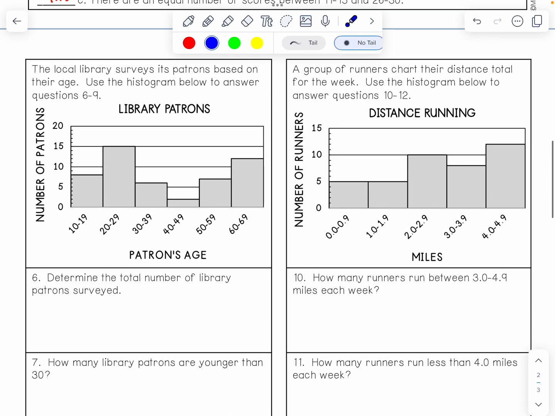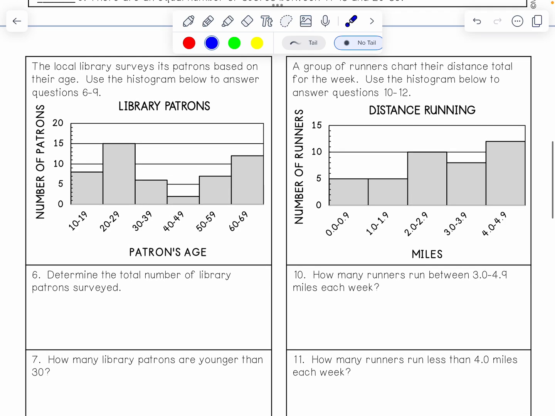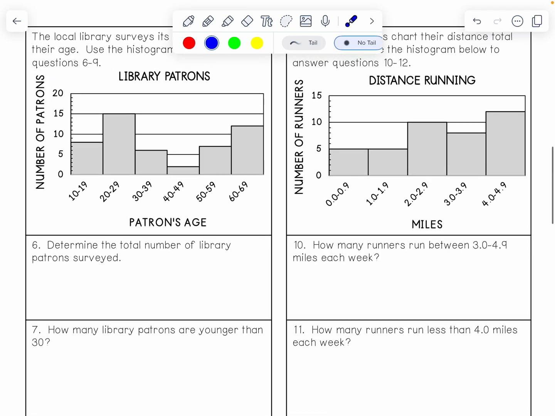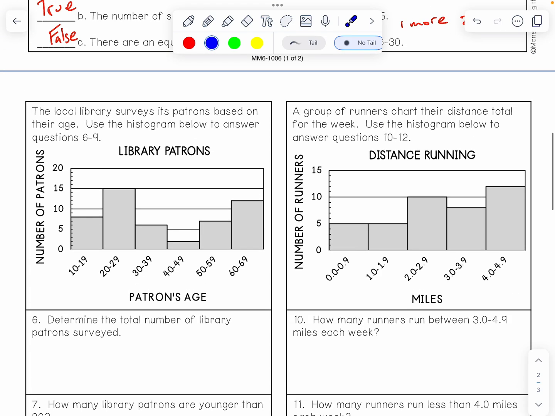Let's go to the next page. So we've got these 2 histograms here. The local library surveys its patrons based on their age. Use the histogram below to answer questions 6 through 9. So the number of patrons is the number of people who go to the library, and the person's age. It looks like 1, 2, 3, 4, 5, 6, 7, 8. That's 8 people were between the ages of 10 through 19.